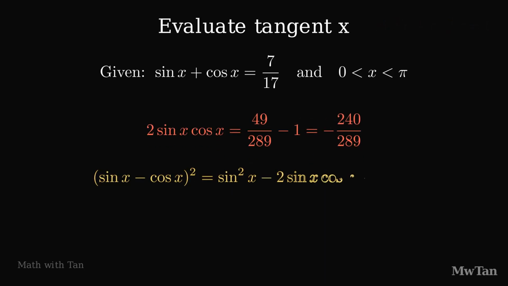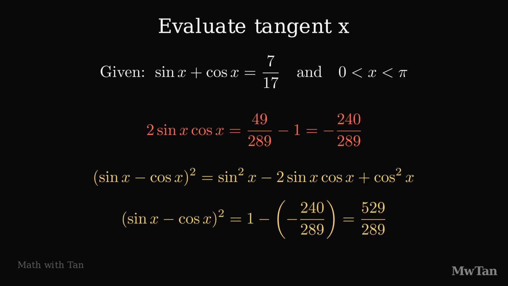Now, let us calculate the value of sine x minus cosine x squared. This simplifies to 1 minus 2 sine x cosine x. Taking the square root gives us positive or negative 23 over 17. But which one is it?